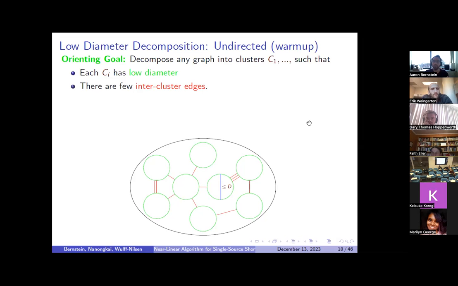So informally, the goal of low diameter decomposition is to partition a graph into clusters such that each cluster is low diameter and such that there are few intercluster edges. And there are many algorithms that could take advantage of this. Essentially, what they do is they run this decomposition, then they solve the problem inside each green component, which is easy because it has low diameter. And then they also have to handle the red edges, and that's easy because there is only a small number of red edges.